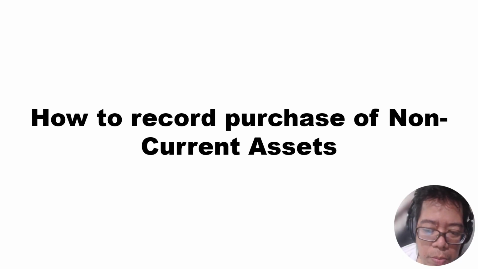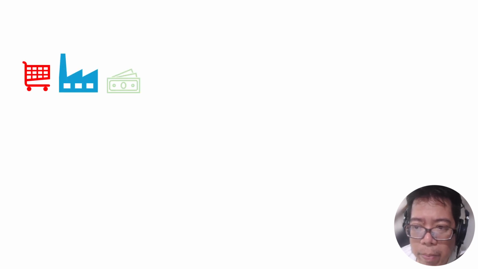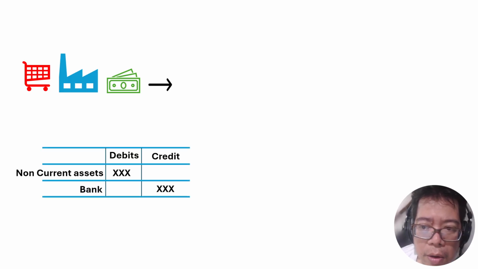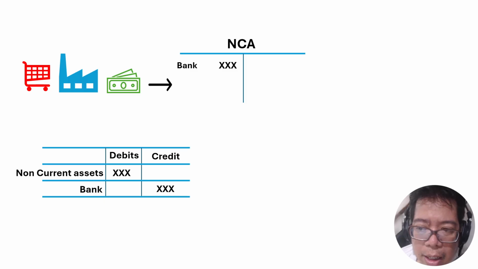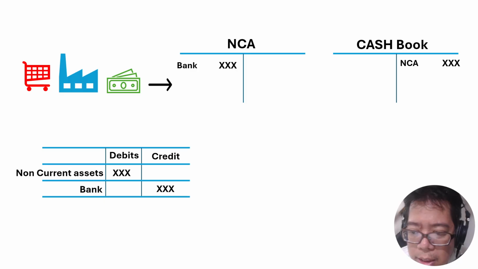How to record purchase of non-current asset? If you acquired the asset using cash or bank payment, the initial journal entry involved a debit to non-current asset account and credit to the bank account, which was then posted to the ledger.